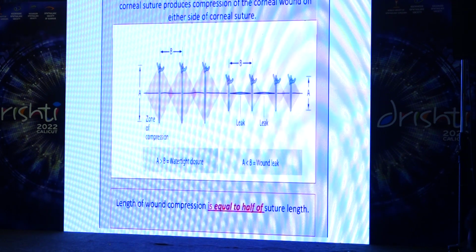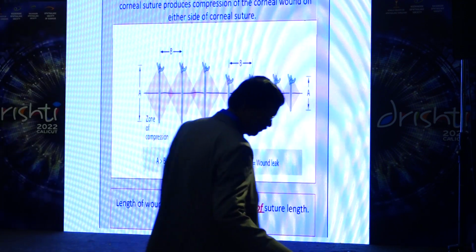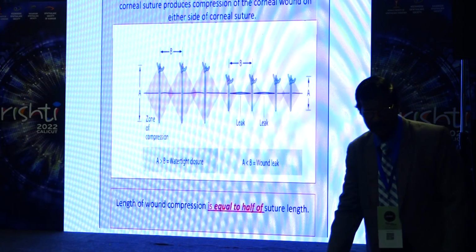We all know this diamond shape. The length of the wound compression is actually half of the suture length. So if you are doing long sutures, there will be compression on both sides, half the length each, so you can reduce the number of sutures. If you are doing short length sutures, compression will be less, so you have to do multiple sutures.